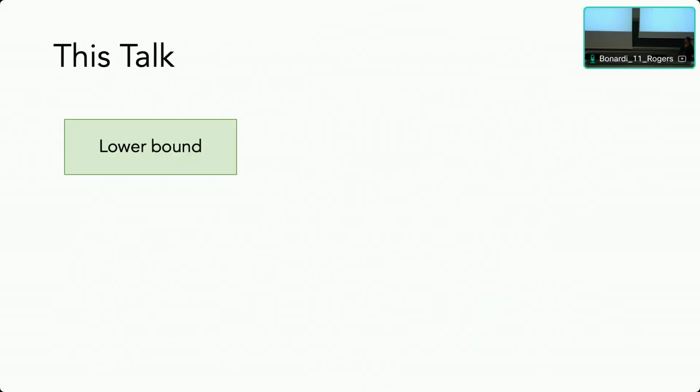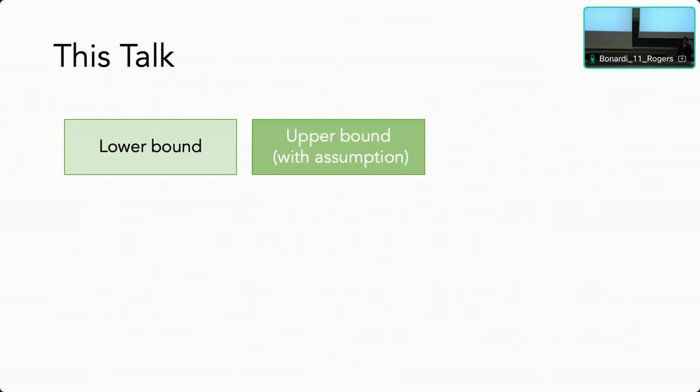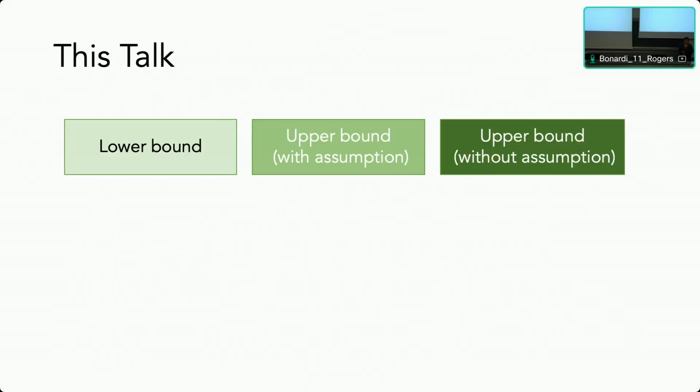Okay, so in the rest of the talk, I'm first going to cover the lower bound. And then I'm going to make an assumption that's somewhat strong and show you a matching upper bound. And finally, we're going to get rid of that assumption and get an almost matching upper bound. To cut to the punchline a little bit, we're going to get an order square root K lower bound, an order square root K upper bound with the assumption, and order square root K log K once we relax that assumption.